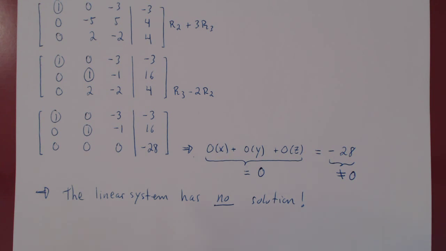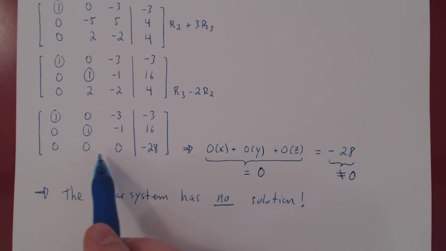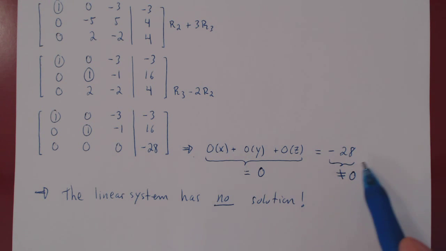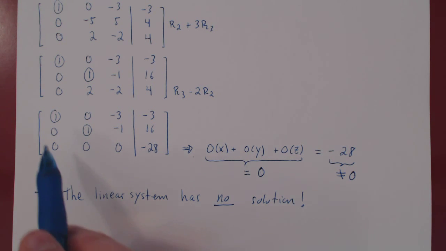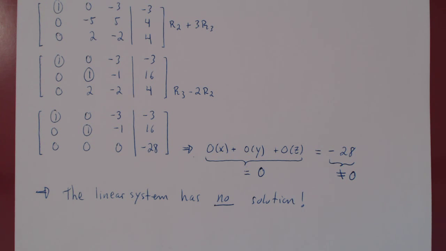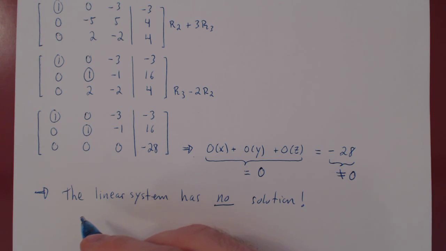So you always have to be on the watch for this potential problem. And this is the only way to have no solution, where every coefficient is equal to 0, but the constant term is not 0. This will always imply that 0 equals a non-zero number, which is not possible, and will always therefore imply that the linear system has no solution. And that's it. We tried to solve the system, but there is no solution to be found, and that is our conclusion.